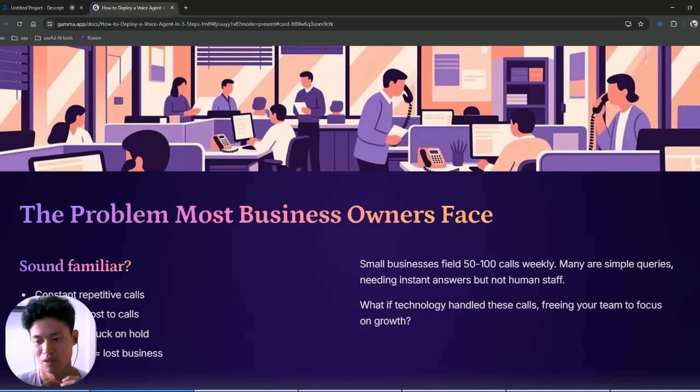That's because of the lesser number of calls that you have. So what if technology handled these calls, freeing your team to focus more on growth? What if your team employed an AI voice agent that can help free up time from your employees, allowing them to focus on more emergency and urgent tasks that require human intervention?